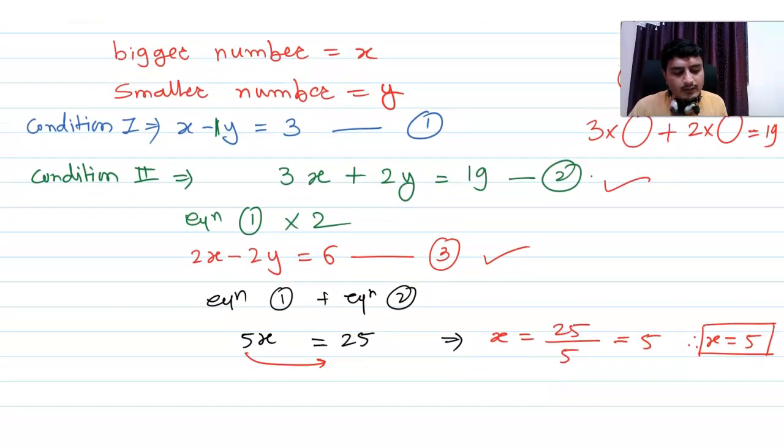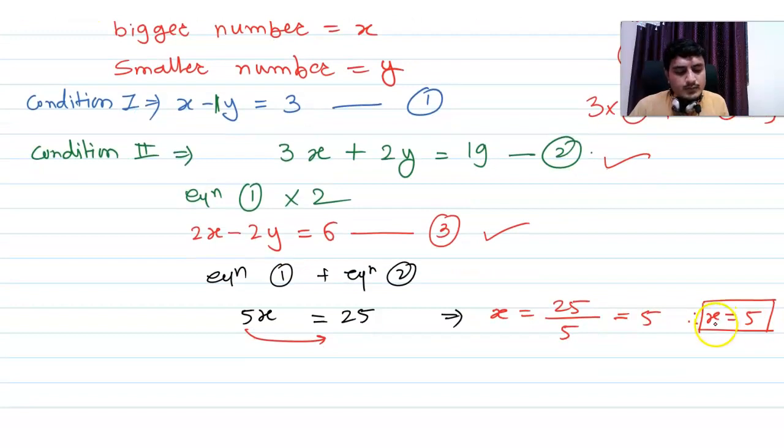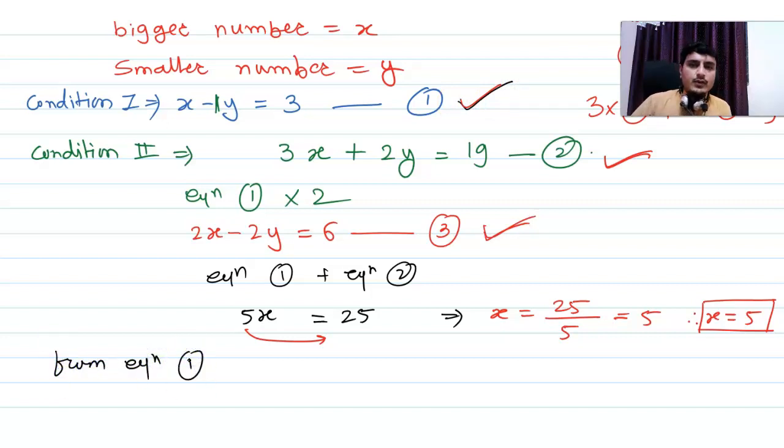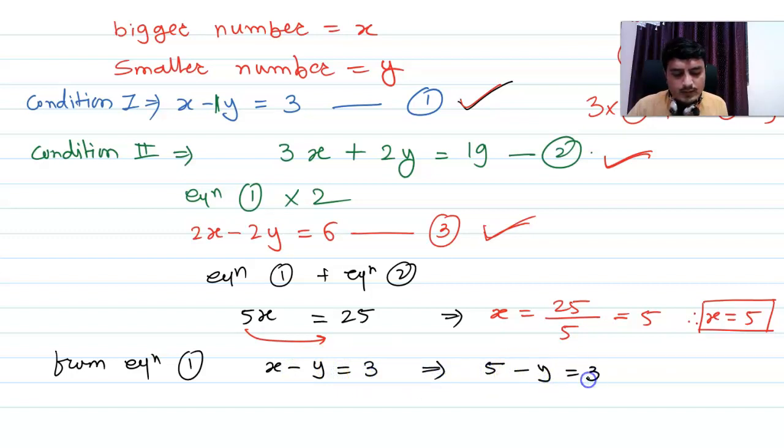Now to evaluate the value of variable y, try to substitute x equals 5 in any one of the equations, either 1 or 2 or 3. We are taking equation 1, because in equation 1, the coefficients of x and y are 1 and 1. So from equation 1 we have x minus y equals 3, where x is 5. So 5 minus y equals 3.